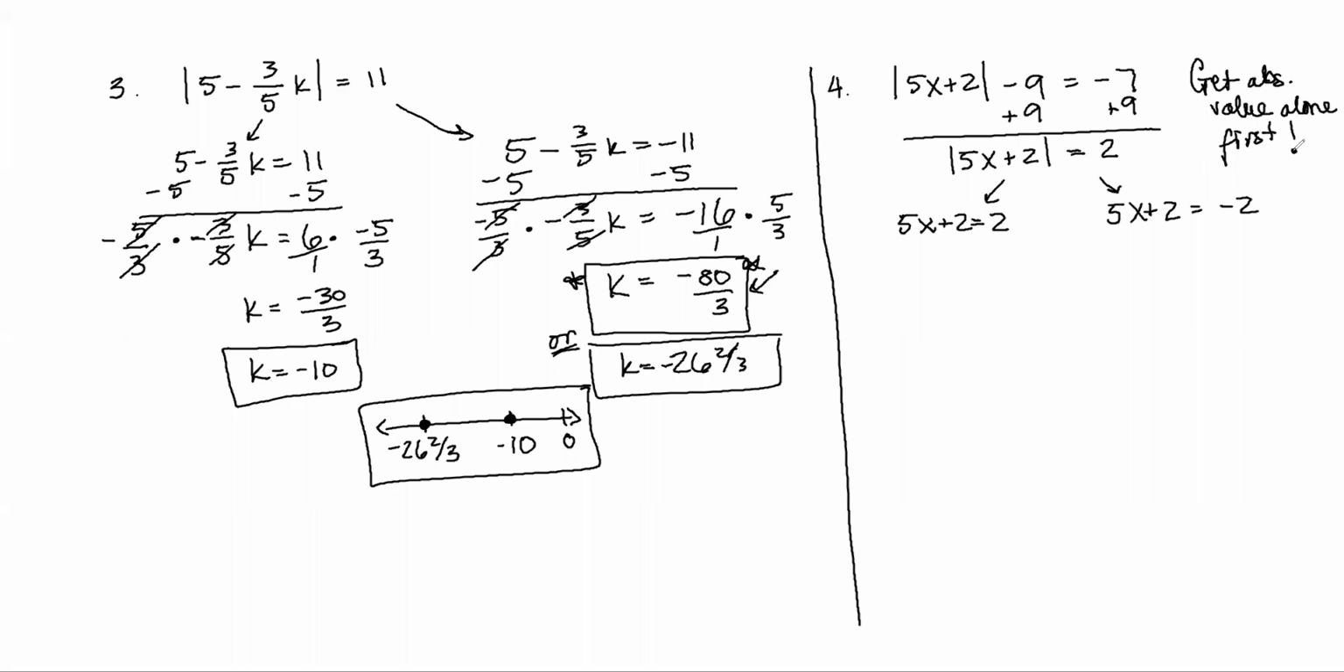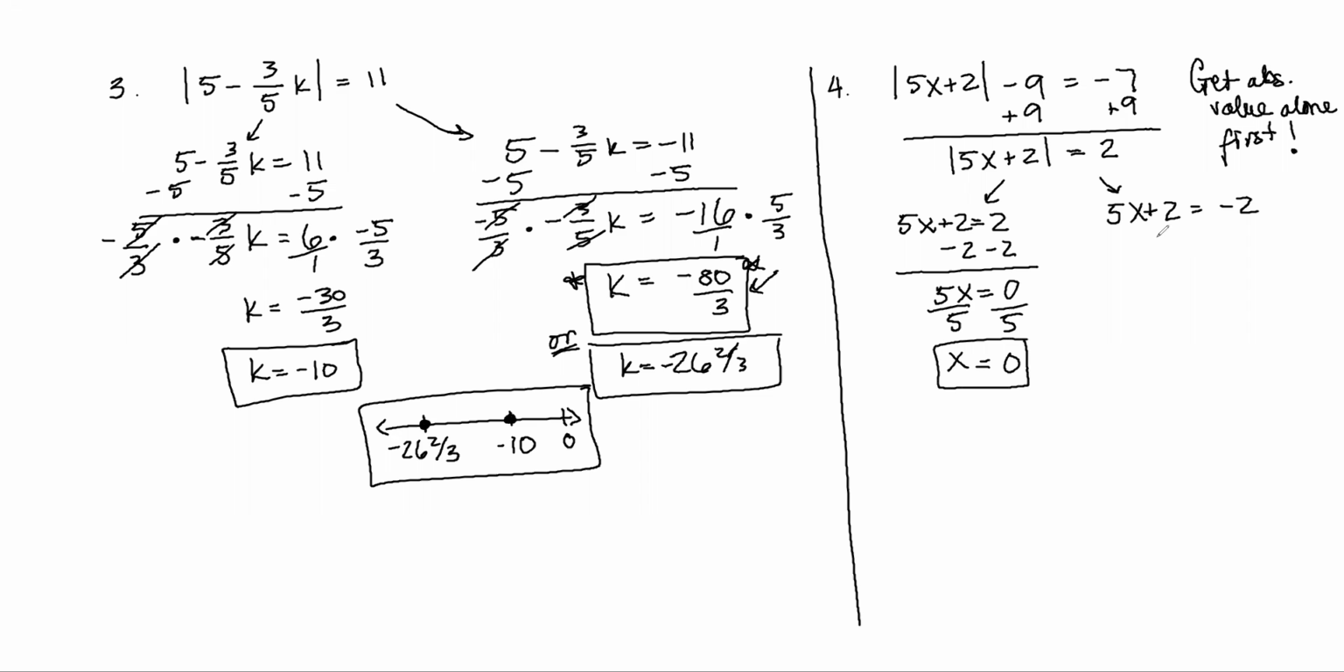Before you can do any splitting up of the equations, you want to make sure that the absolute value is completely by itself. You're just going to do that by moving the other term over to the right side. But now, two regular equations. So let's subtract 2. We get 5x equals 0. Divide both sides by 5, and 0 divided by 5 is 0. So x equals 0.